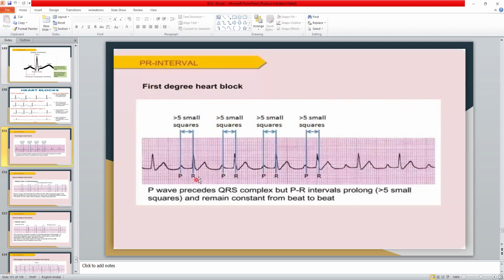The P wave precedes the QRS complex normally, but the PR interval is larger than normal. Normal is up to 5 small squares, but here it is more than 5 small squares. But this PR interval is constant, that is, there is no change in the PR interval. Hence, when there is no change in the PR interval, you have to come to the conclusion that it could be a case of first degree heart block.